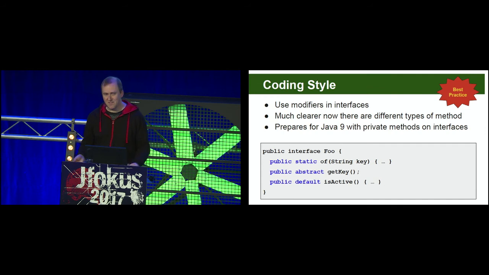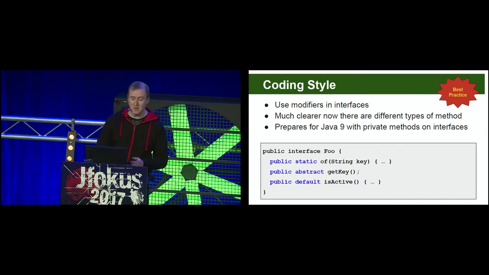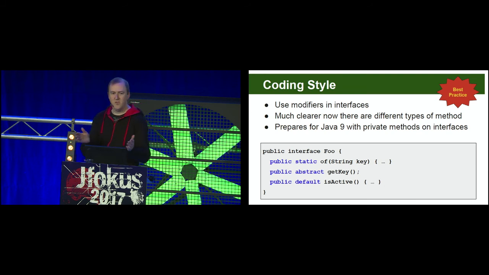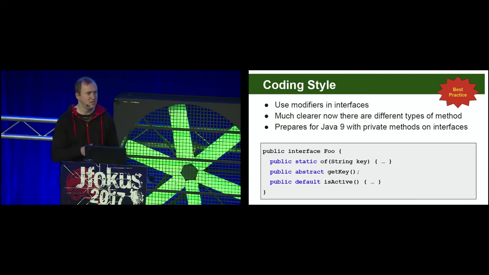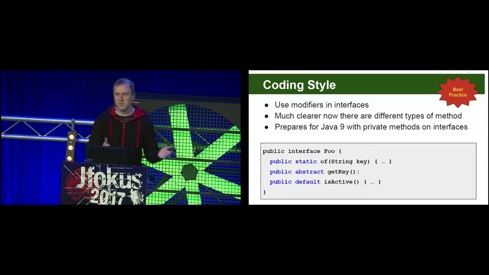But now we have lots of different kinds of methods on interfaces. In my opinion, you should be writing public static, public abstract, and public default on the methods in an interface. If you think about it, on a class, if you omit those keywords, you end up with a package-scoped method. Whereas if you omit them on an interface, you end up with something that's public. Well, that's a bit confusing in its own right.